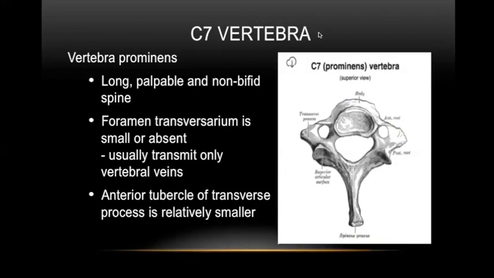And what's important, C7 vertebra, which is also called the vertebra prominens. You don't have the bifid spine, but you have a long palpable spine. If you feel on your tengkuk pun, you can feel the C7 vertebra yourself. And the foramen transversarium is actually sometimes small or sometimes absent and usually transmits only the vertebral veins. And the anterior tubercle of the transverse process is relatively small, so kecil saja compared to the rest of the cervical vertebra.